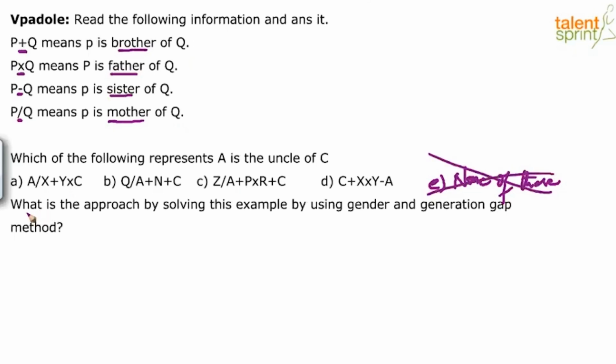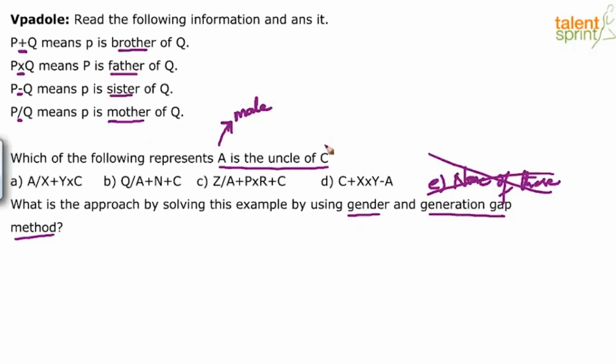And then the question is, what is the approach to solving this example by using gender and generation gap? Now, I hope all of you have gone through our blood relations video and know this smart method. How does it work? Let's see. We are trying to find out an option which represents A as the uncle of C. A should be the uncle of C. Now, what are the 2 things definite from this statement? A is the uncle of C. One definite point is that A has to be a male person because A is the uncle. So A has to be a male person.